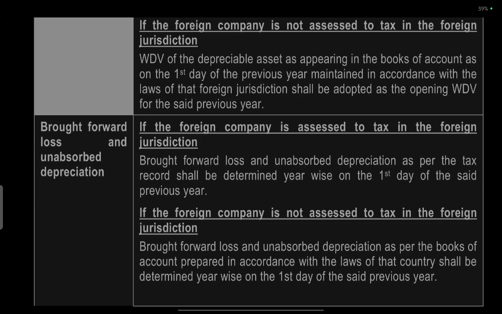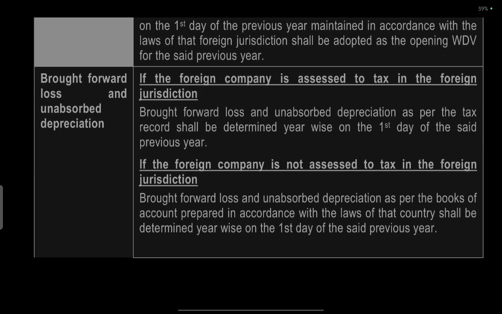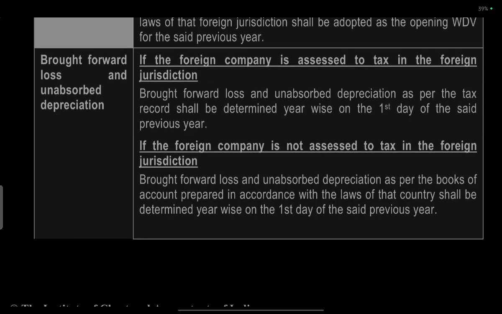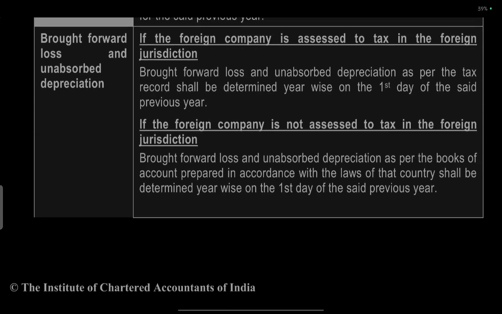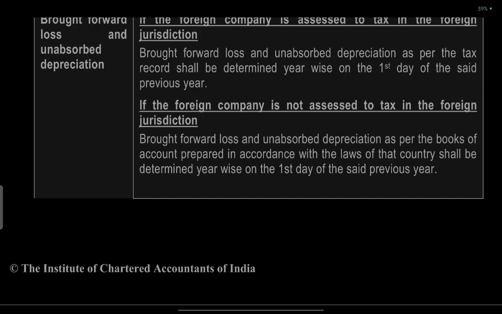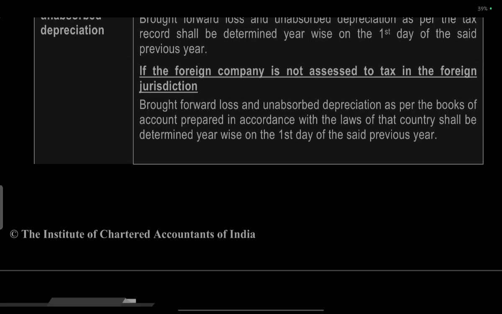Brought forward losses and unabsorbed depreciation. If the foreign company is assessed to tax in the foreign jurisdiction, the brought forward losses and unabsorbed depreciation as per the tax record shall be determined year wise on the first day of the previous year. If the foreign company is not assessed to tax in the foreign jurisdiction, the brought forward loss and unabsorbed depreciation as per the books of account prepared in accordance with the laws of the country shall be determined year wise on the first day of the said previous year.